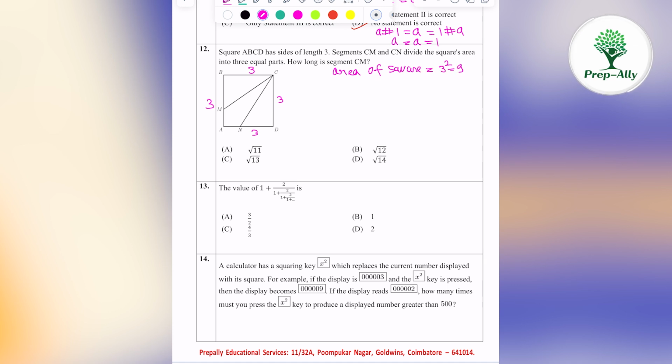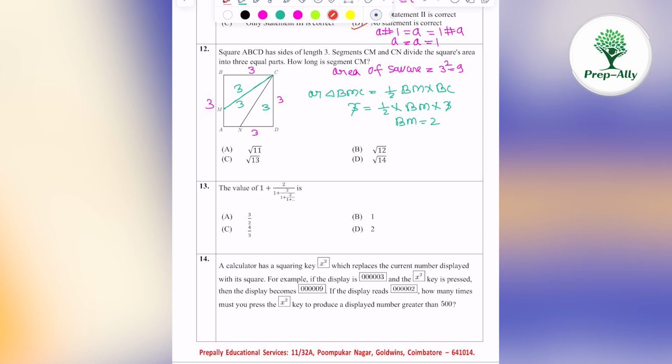It divides into 3 parts. It means this area is also 3 square units. So let me use some other color to represent this area. 3 square unit this one, 3 square unit this one, 3 square unit of this one. So here we can write area of the triangle, because we have to find the CM length. Area of triangle BMC, we can write half of BM into BC. So this area is given 3, this is half, BM value we don't know, but BC we know this is equal to 3. So we can write BM is equal to 2 unit.